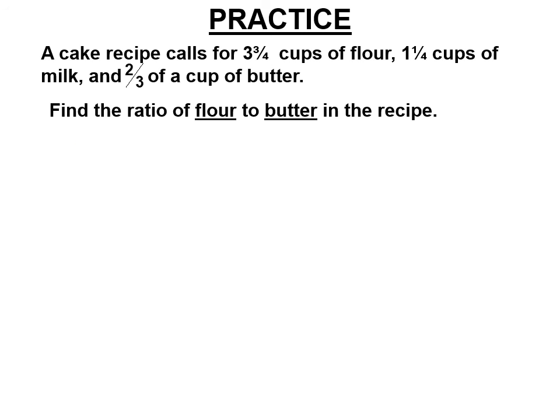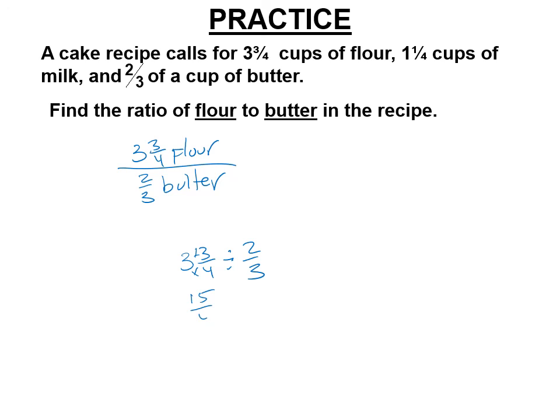All right, let's practice. So we want flour to butter, so it's 3 3/4 cups of flour to 2/3 cups of butter. So we're going to do 3 3/4 divided by 2/3, which is 15/4, 12 plus 3, divided by 2/3, which is 15/4 times 3/2. Oh my goodness, is there no canceling here? Doesn't look like it. So it's 45/8. All right, and that's simplified. So it's 45 for flour and 8 for butter, excuse me.